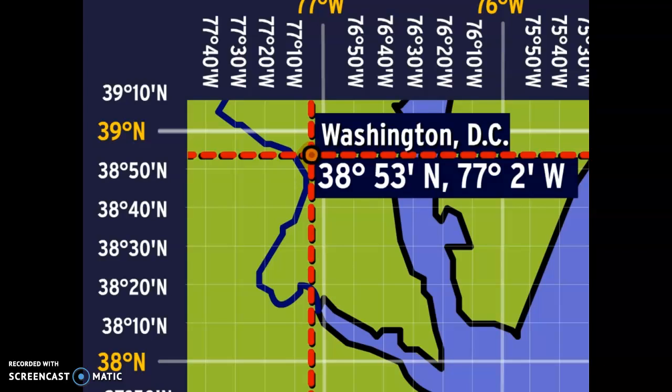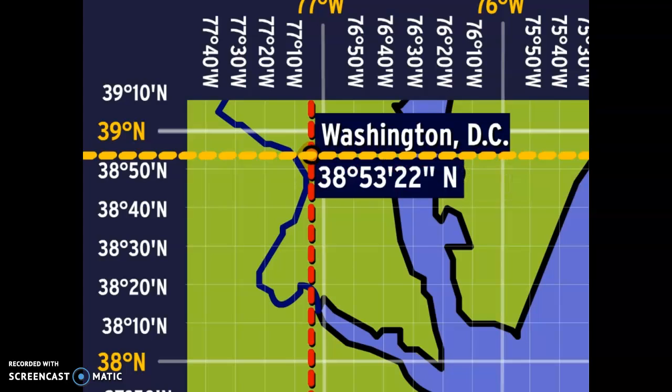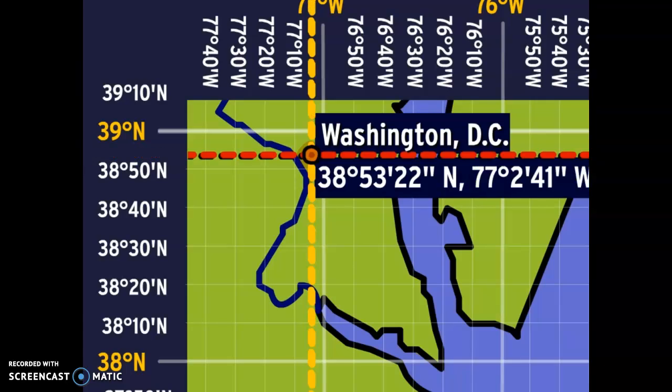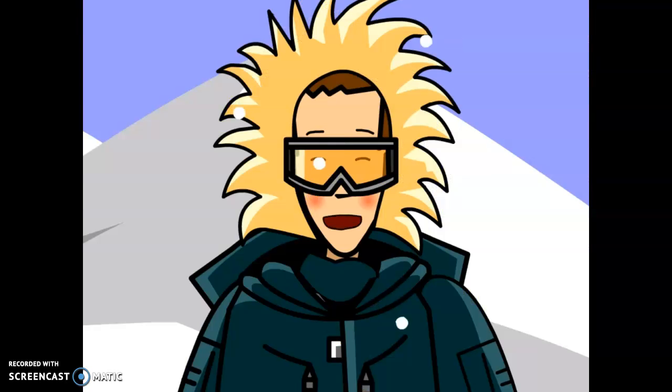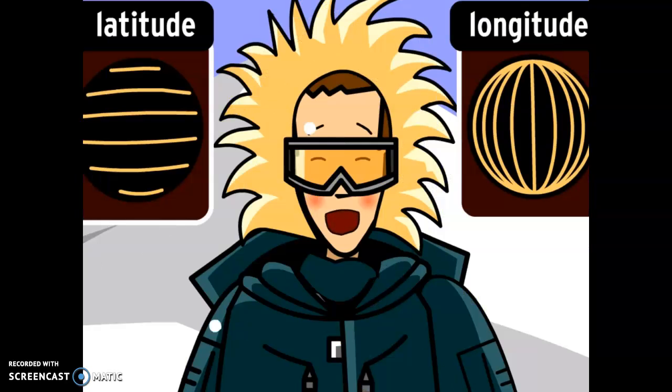To get even more precise, there are 60 second lines for each minute line. Coordinates of 38 degrees, 53 minutes, 22 seconds north, and 77 degrees, 2 minutes, and 41 seconds west would be written like this. You could also just measure fractions of minutes with decimals instead of seconds, like this. And there you have it, latitude and longitude.